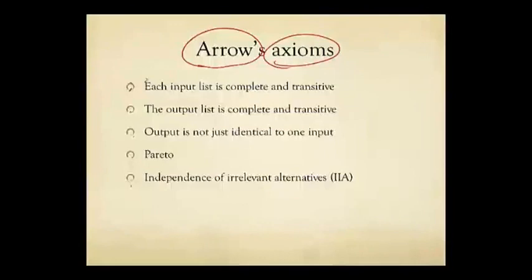The first statement says that each input list should be complete and transitive. All right, fine. We assume complete, even though incomplete input is often the reality in real systems. But let's say it's complete. Of course, we want them to be transitive, otherwise it's logically inconsistent. Second, the output list should be complete and transitive too. Fair enough. Third, the output should not be just identical to one input list no matter what the other input lists are. Again, fair enough, otherwise you have a dictator. Then there's no point in voting anymore.